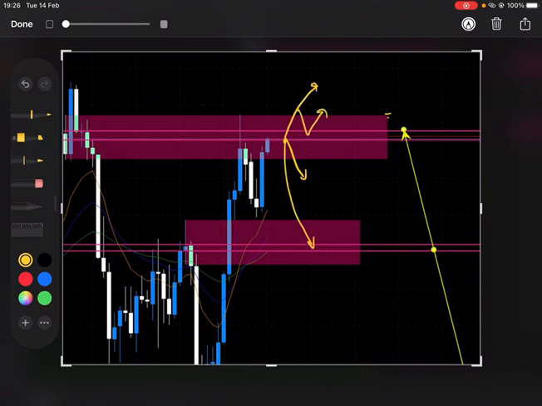Vice versa, if it decides to drop into our buy zone and respects it, then potentially it might bounce back up. But if it breaks below, then potentially it might want to test a lower zone.